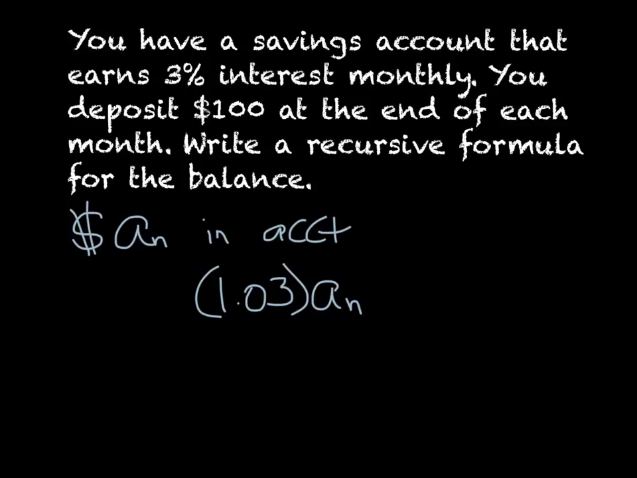We're going to be earning interest on whatever money we have. So this means that we'll end up with 1.03 times an. And we're also depositing $100. So we're just going to add 100 at the end here. And this is the amount of money that we have at the end of the month, which we can write as a(n+1).